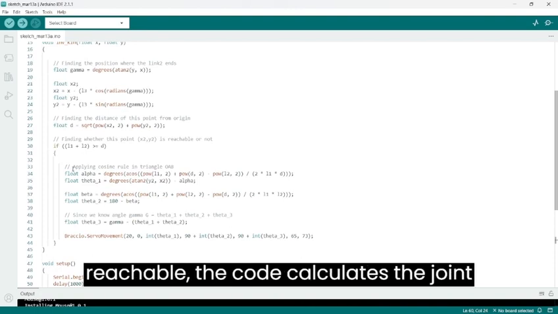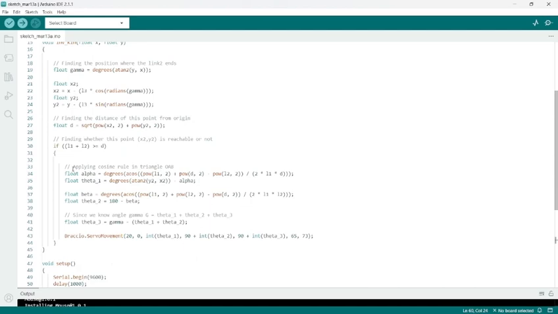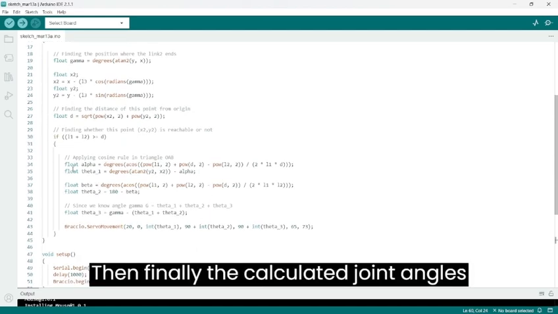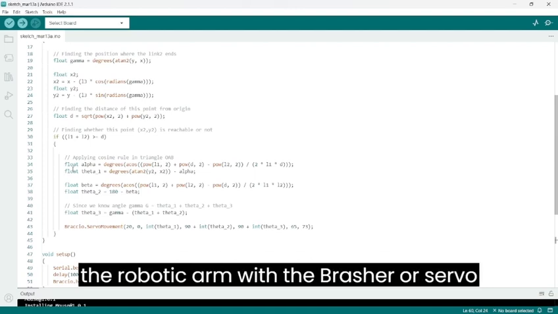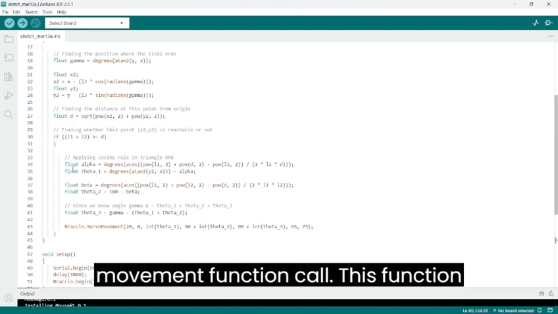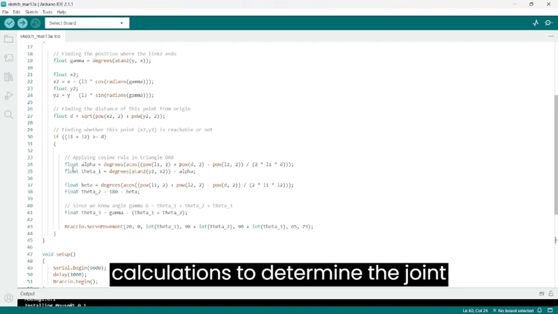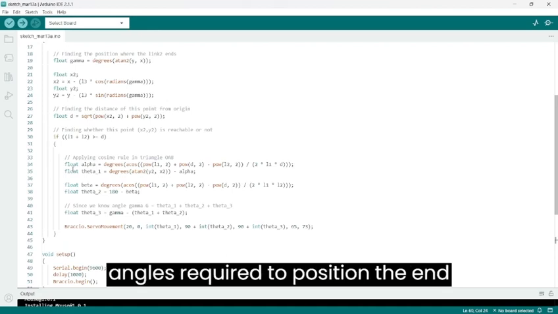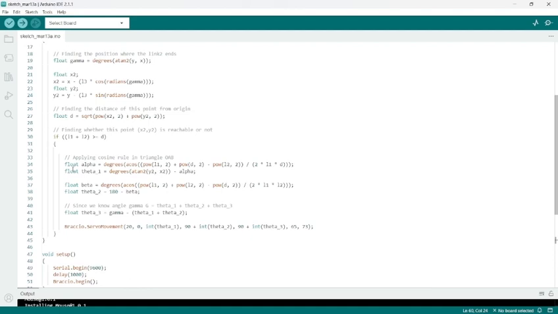Then we calculate the joint angles. If the position is reachable, the code calculates the joint angles theta 1, theta 2, and theta 3 using the cosine rule of triangles. Then finally, the calculated joint angles are used to control the servo motors of the robotic arm with the Brachio servo movement function call. This function essentially performs inverse kinematic calculations to determine the joint angles required to position the end effector of the robotic arm at a specified XY coordinate.